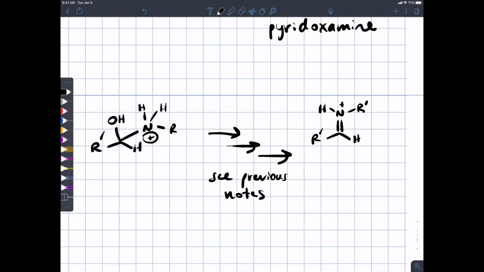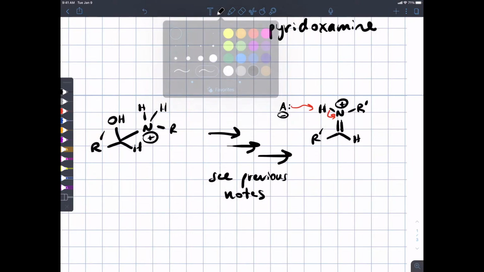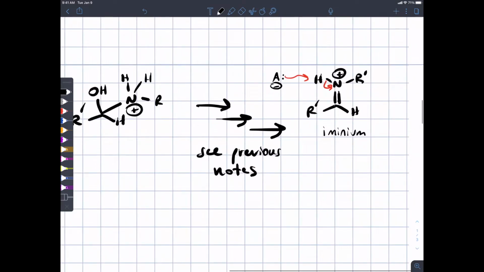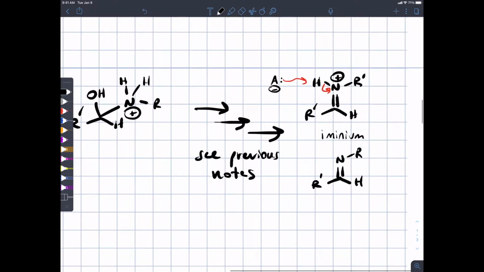Which is positively charged, but we can make it neutral by having the conjugate base of our acid remove the proton from the iminium ion to give you the following imine, okay? So that's all chemistry you should have seen before.